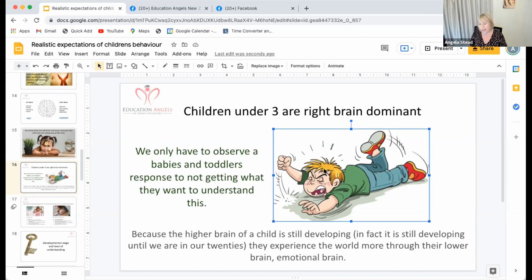And when we talk about ages, we're talking about them loosely, because obviously it goes by the stage of development, not what number they are in years. But that gives you a rough guide. Like I say, it's not at all about their age. And you only have to observe babies and toddlers' response to not getting what they want, to know that this is a very right brain reaction.